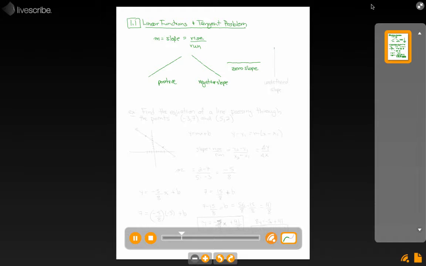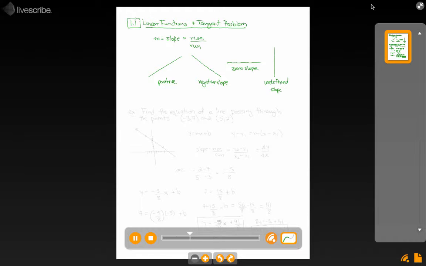But if you have a vertical line, you have rise but no run, and if you try to divide by 0, you actually get undefined. Most calculators will say error, and so this has an undefined slope. So virtually every line that you run into is going to have positive, negative, or 0 slope, unless you get the very rare example of a perfectly vertical, straight up and down line.